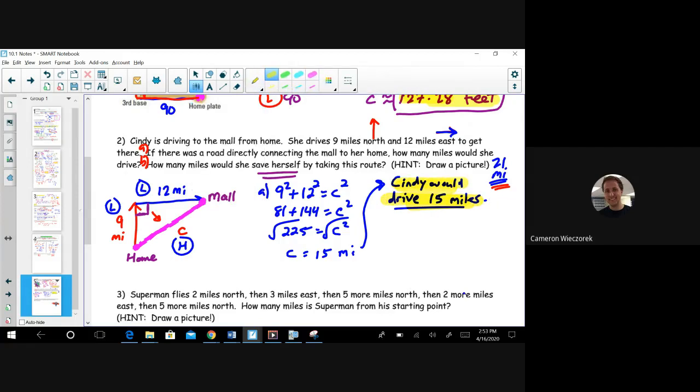Now we want to know how many miles would she save herself from the original route. Well, the original route was 21 miles. She went 9 up and 12 to the right. And she now only drove 15 along the new road. So if they ever want to figure out how much shorter it is, you just got to subtract the two values. 21 miles minus the new 15 miles would be 6 miles. I'm just going to say 6 miles saved with the new route.